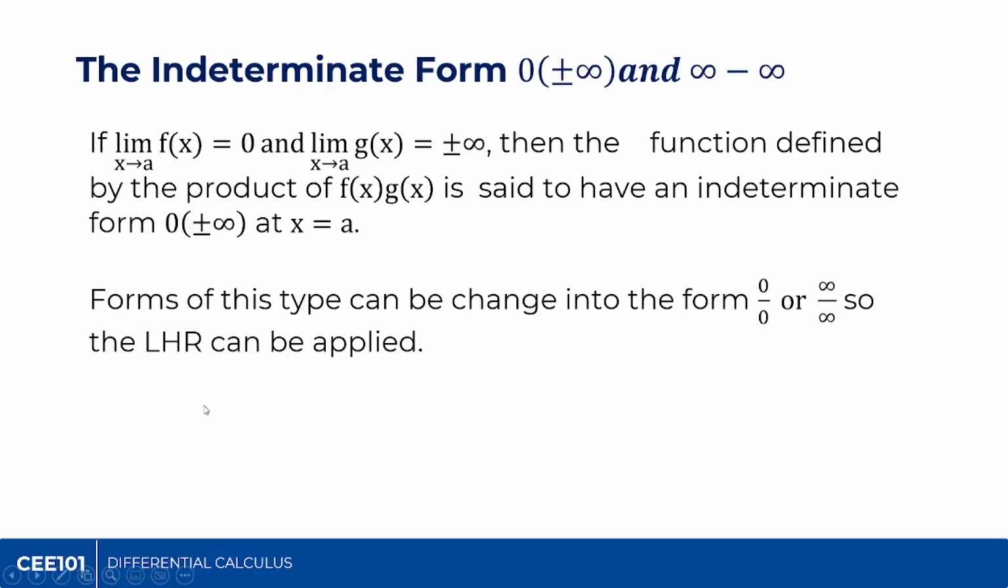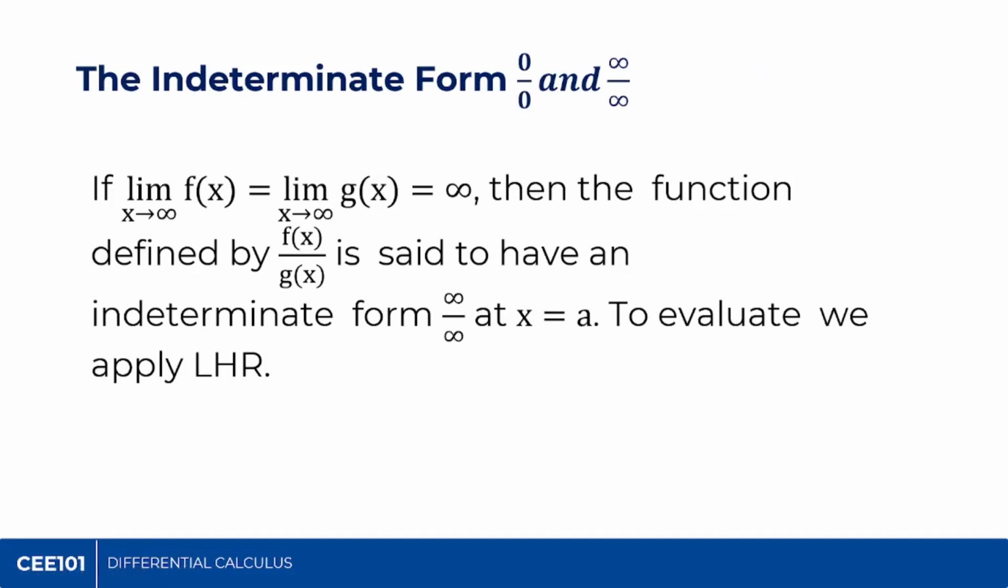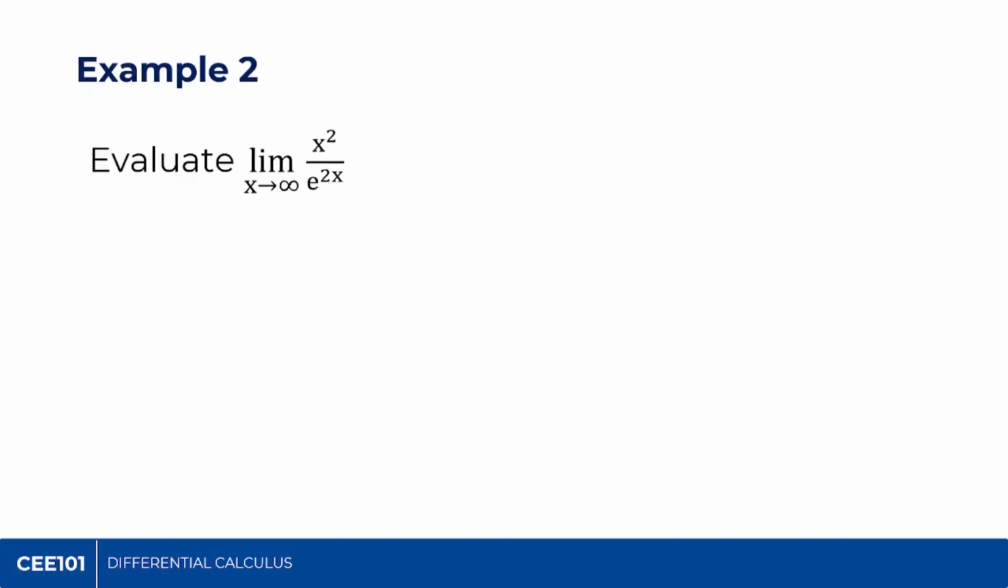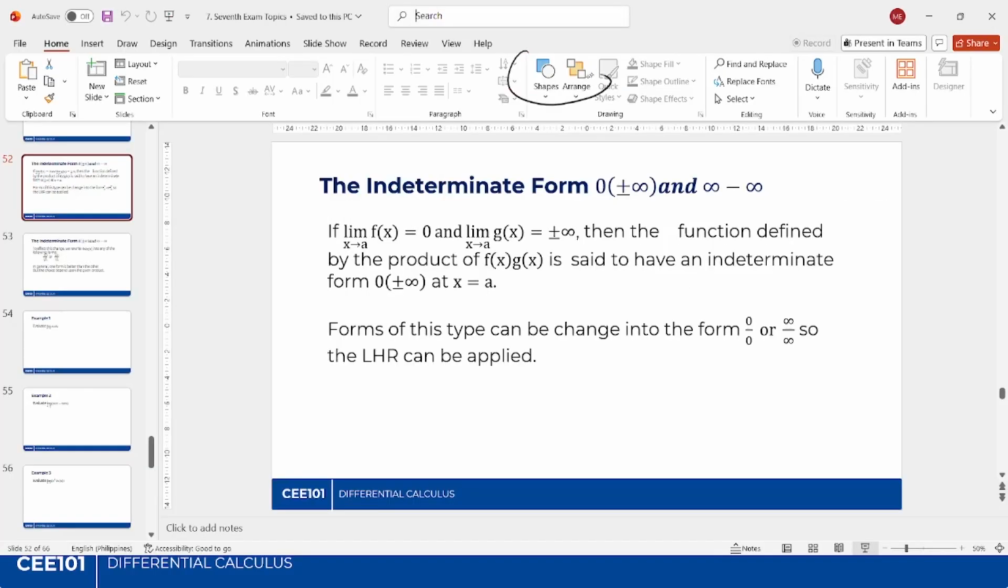Continue our discussion on the indeterminate form using L'Hopital's rule. Yesterday, we discussed the indeterminate forms 0/0 and infinity over infinity, di ba? Today, we will be discussing naman another indeterminate form, wherein kapag nakuha natin is a product of 0 times, or multiplied by, a positive or negative infinity. So, this is an indeterminate form, and hindi yan zero because this is one of the indeterminate forms.